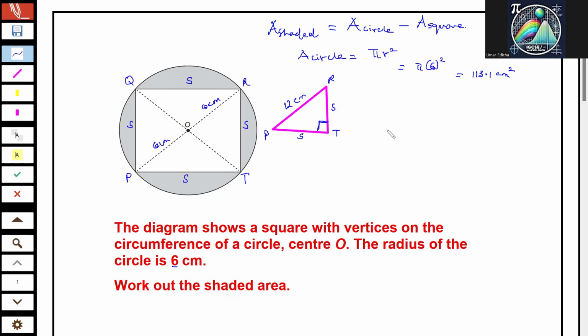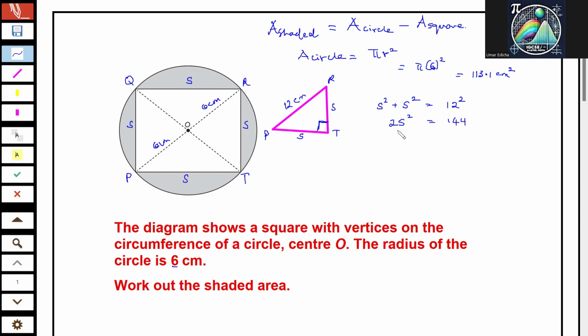Now, to find the area of the square, we need to know the side length of the square. And the side lengths are all equal for the square. So to find the side length, we'll have to apply the Pythagorean theorem. And the Pythagorean theorem states that the square of the hypotenuse is equal to the sum of the squares of the other two sides. In other words, we have s squared plus s squared equal to 12 squared. So s squared plus s squared gives us 2s squared, which is equal to 144.